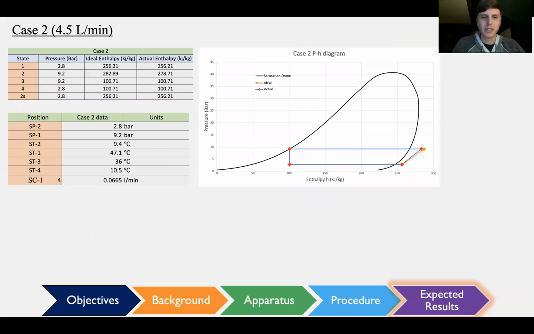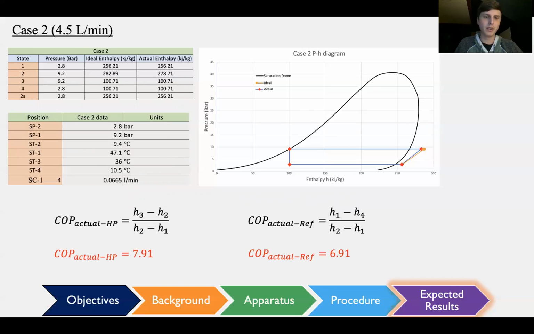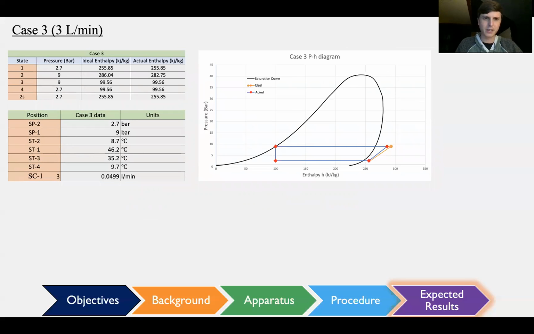So for case 2, we did this at 4.5 liters per minute. Definitely an uncertainty here. The data we got was only 4 liters per minute, so that can be an issue. I guess it doesn't have to be perfect how you adjust it. Just the numbers might be slightly different compared to other lab sections' data probably. So same thing here. You got the coefficient of performance for the heat pump, which is 7.91, and for the refrigeration cycle, which is 6.91.